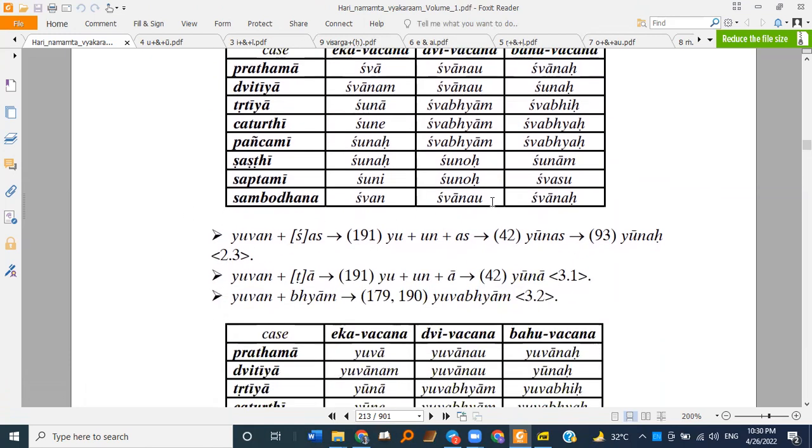And if you want to address a dog, let's say if you have some on the streets, hey Shwan. If there are two, then Shwanau. And many, hey Shwanaha. Agachantu. Kinchid Rotikam Khadantu.